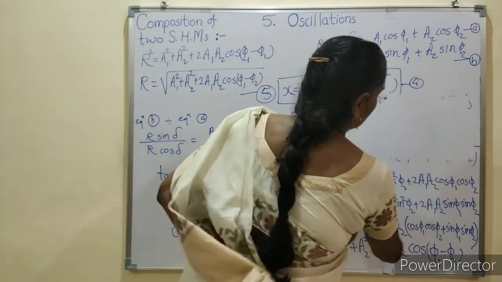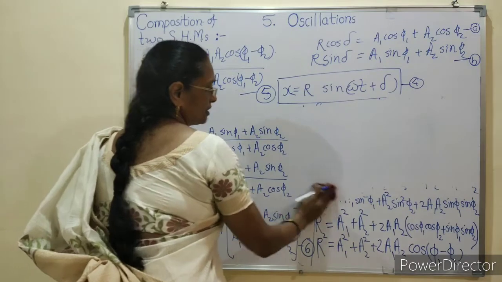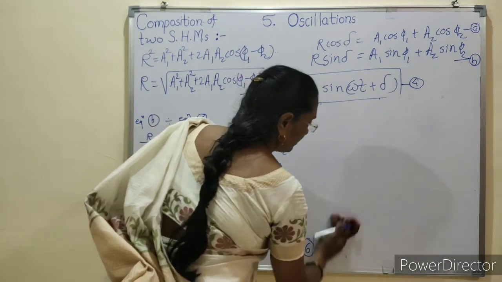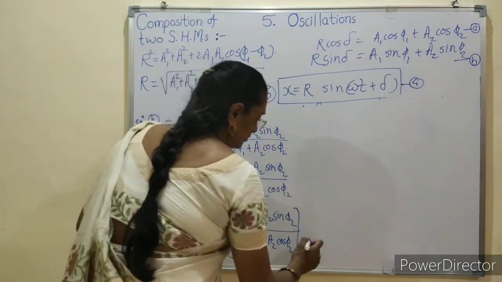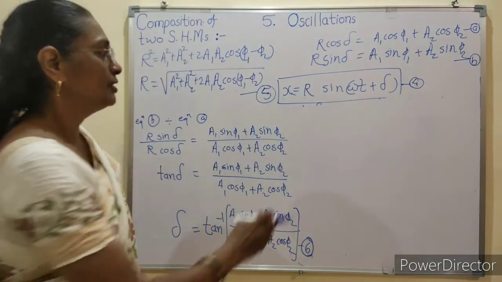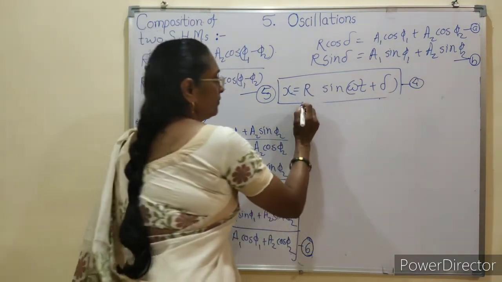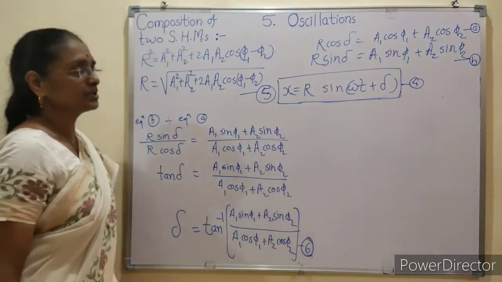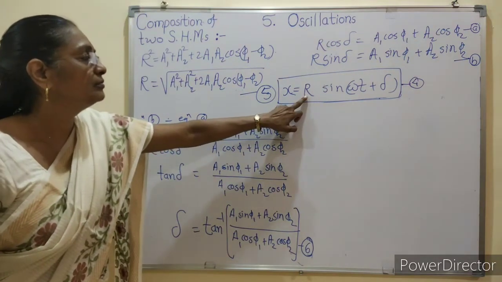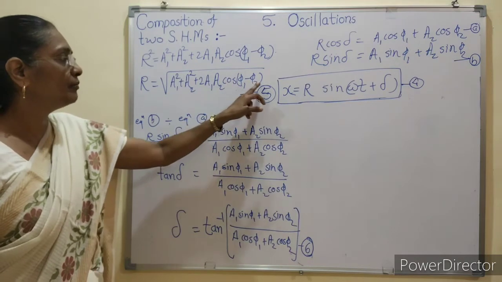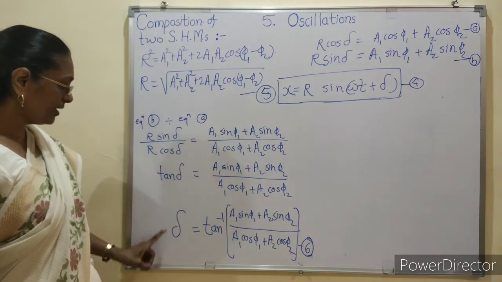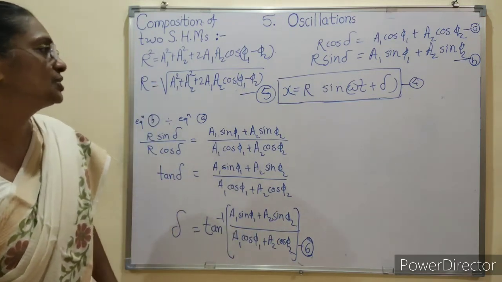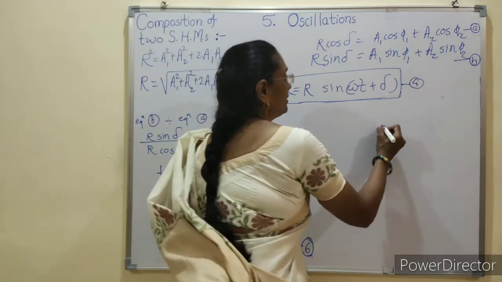So here, for the combination of two S.H.M.s, it means the particle is subjected to two forces which alone can produce the displacement. Then resultant displacement is given by x is equal to R sin(omega t plus delta). R is related to A1, A2 and phi1, phi2 in this way, and delta is also related to A1, phi1, A2, phi2 like this. So by using these relations we can obtain the initial phase.